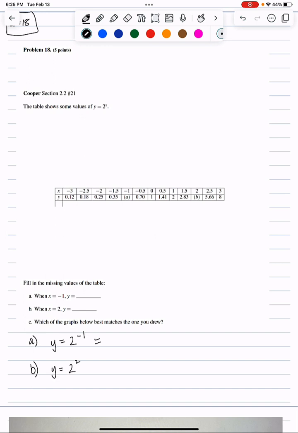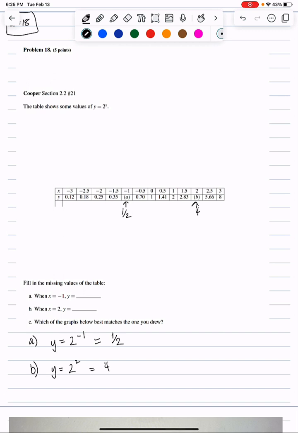So to the -1, remember the negative exponent flips it, so it should be a 1/2. It flips it as a fraction, so you have like a 1/2 to the first power, but we don't need to write that first power. And then 2 squared is just 4. So we should have this -1 is going to be 1/2, and then at this 2 we should have 4.